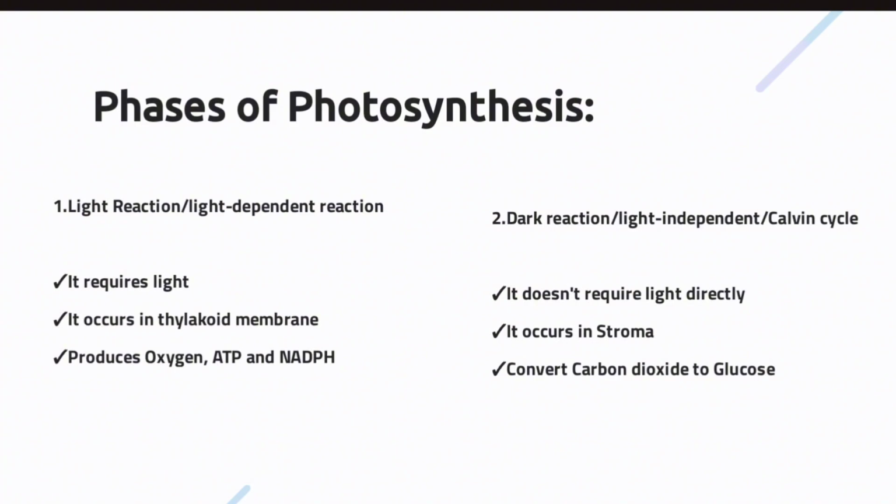Let us look at some of the differences between light reaction and dark reaction. Light reaction requires light. Dark reaction does not require light directly. Light reaction occurs in the thylakoid membrane because the thylakoid membrane has chlorophyll. The dark reaction occurs in the stroma. Light reaction produces oxygen, ATP and NADPH. And dark reaction converts carbon dioxide to glucose. These are some of the few differences between light reaction and dark reaction.